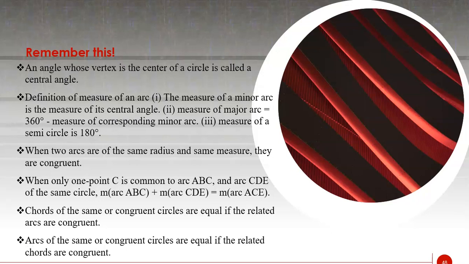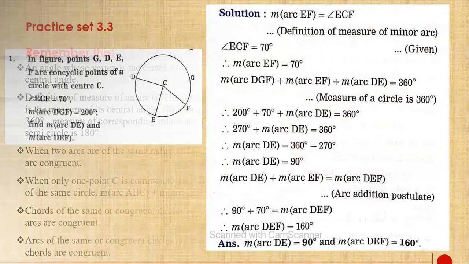In the previous video, we discussed central angle and how to find a measure of an arc. We discussed congruent arcs and we discussed two theorems. Chords of the same or congruent circles are equal if the related arcs are congruent, and arcs of the same or congruent circles are equal if the related chords are congruent. Now let us continue with practice set 3.3.